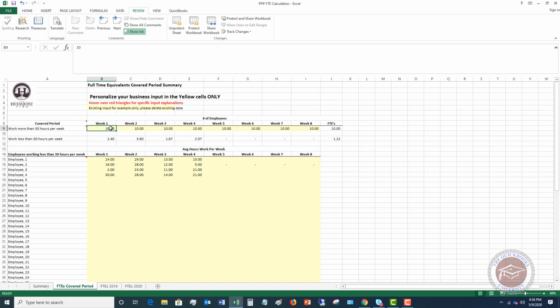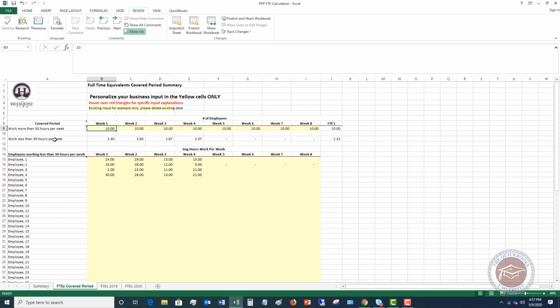So you're going to have to figure out week 1, week 2, week 3, etc. for this 8-week time period from the time you got the money. You're going to have to look at those time periods, and you can get the payroll reports from your payroll company, or if you use QuickBooks, pull it out of there.